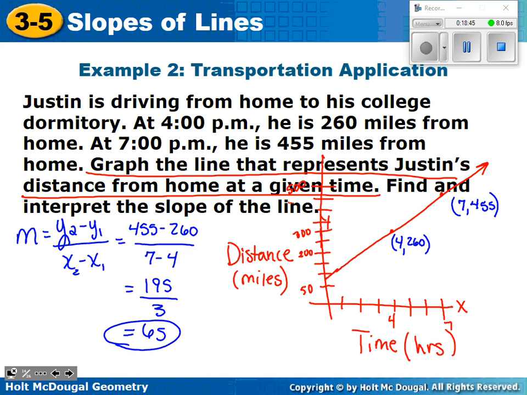Exactly. So remember, this was miles that we were plugging in for y, and these were hours that we were plugging in for x, right? Which means 65 is miles per hour, which means Justin is driving at a rate of 65 miles per hour. So we would write that as a sentence. Justin is driving 65 miles per hour. Now, he may not be driving consistently 65 miles per hour, but that is what his average rate of change is over that period of time.